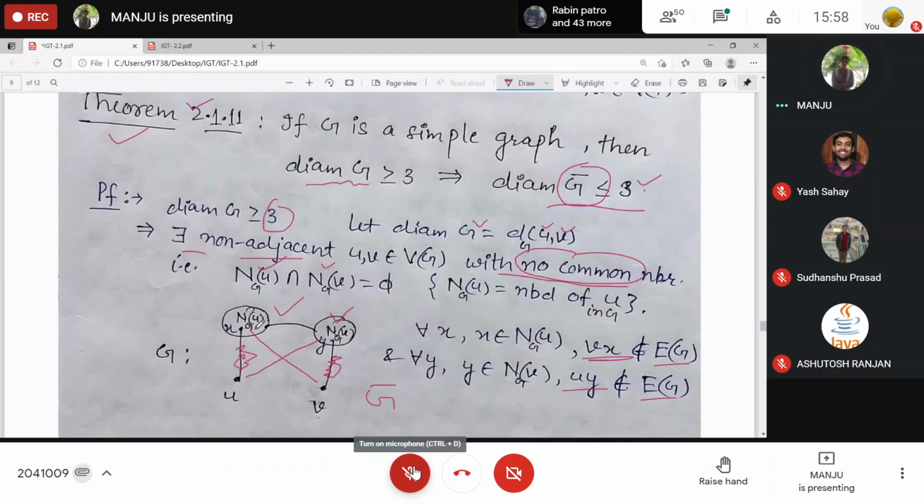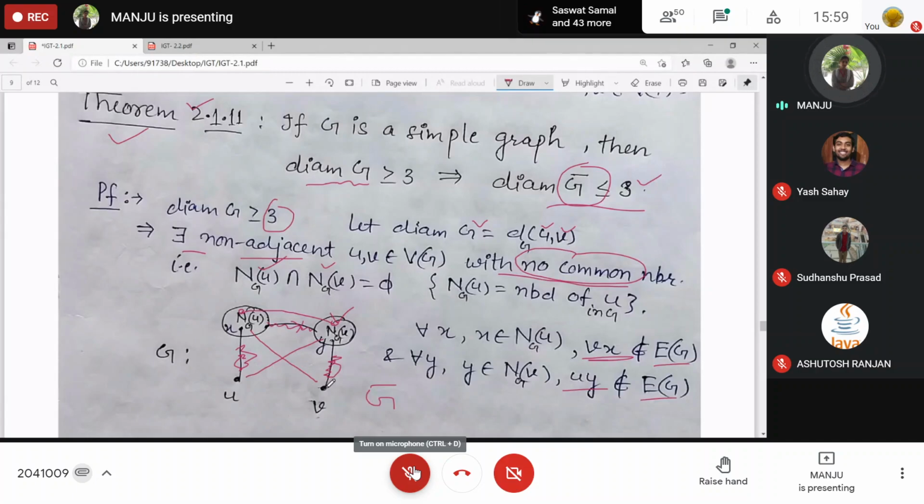Now, X to Y, if they are adjacent in G, then they will not be adjacent in G complement. Some members may not be adjacent in G, and they may be adjacent in G complement, right? So this edge is also gone. Wherever these were adjacent in G, this one will not remain in G complement, right? So what do you get about the diameter of G? At most.